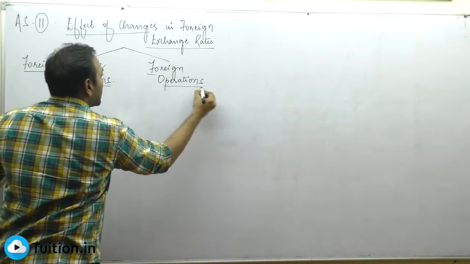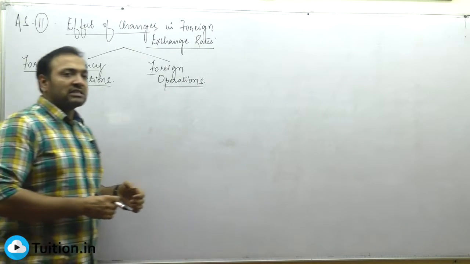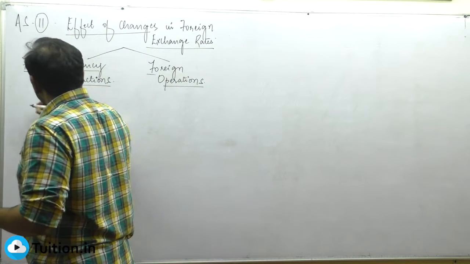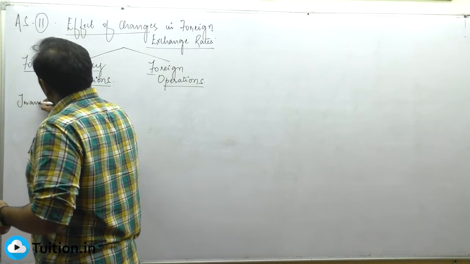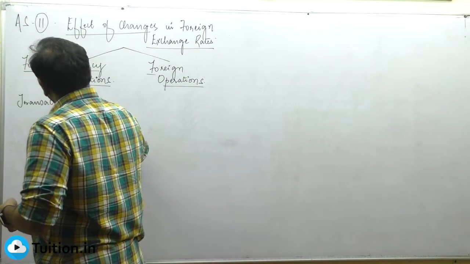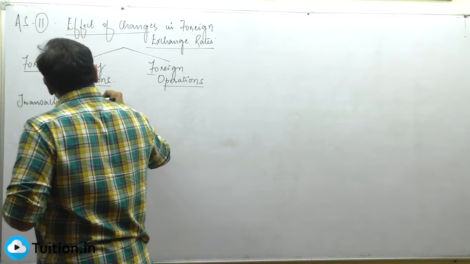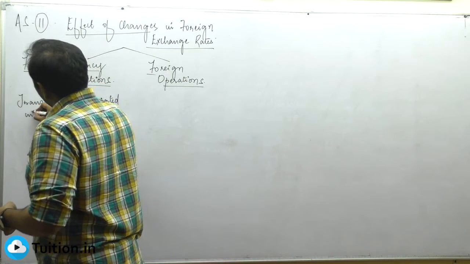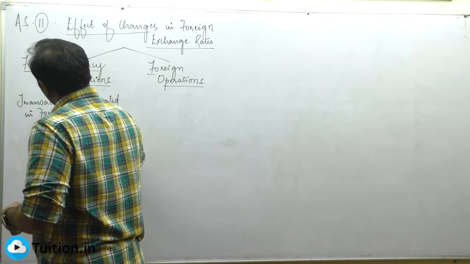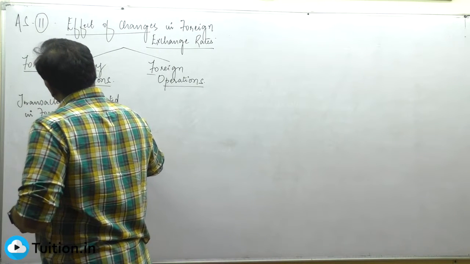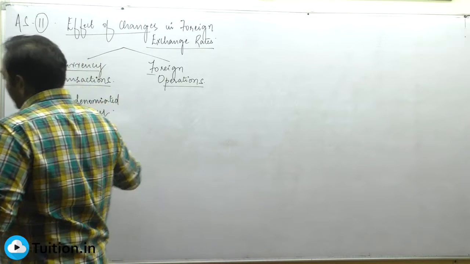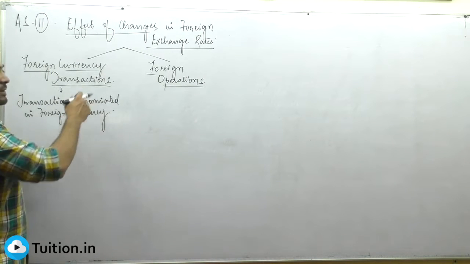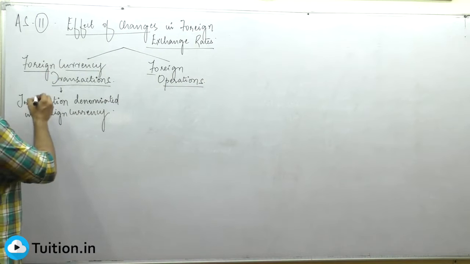What exactly are these two parts? First, let's talk about foreign currency transaction. What do you call a foreign currency transaction? In simple sense, any transaction which is denominated in foreign currency. We will see what a foreign currency is. But any transaction which is denominated in foreign currency will be satisfying the definition of foreign currency transaction.